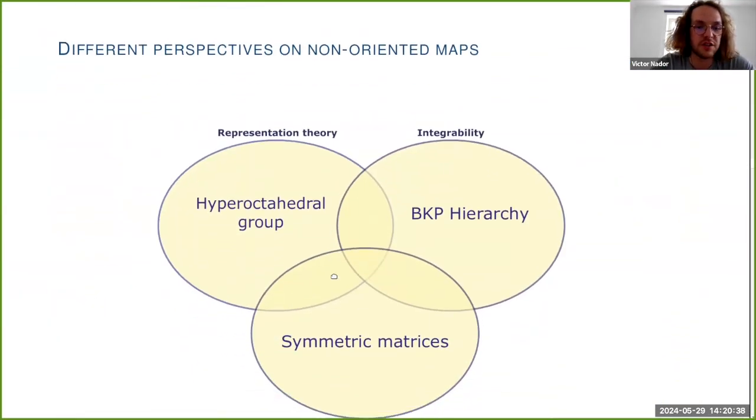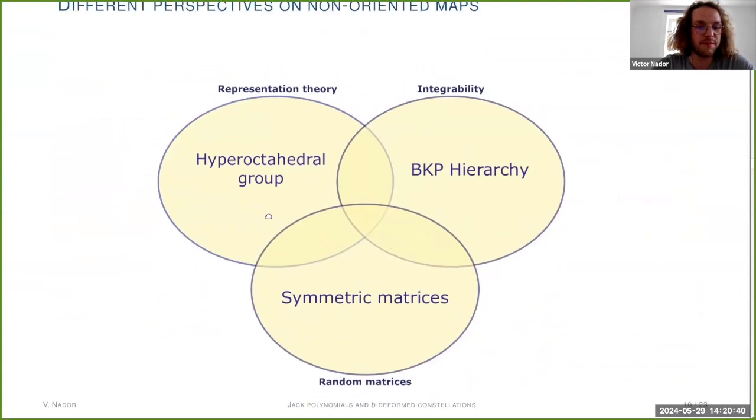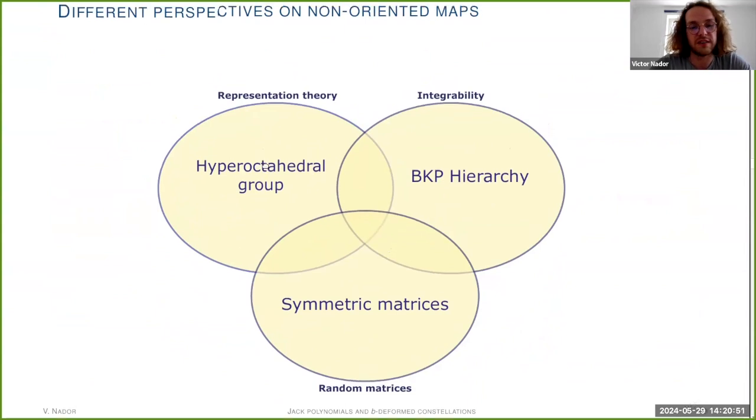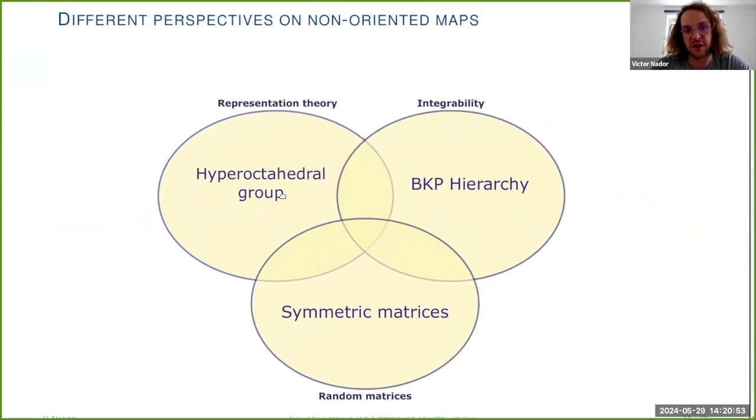In the non-orientable case, really everything works similarly as in the orientable case. For example, in the representation theory, you can describe the combinatorics of matching in terms of representations of the hyperoctahedral group. So again, you have a representation theoretic description, and you can also find the solution. This integrability property also translates in a similar framework, except that now you don't have solutions to the KP hierarchy, but instead you have the BKP hierarchy.